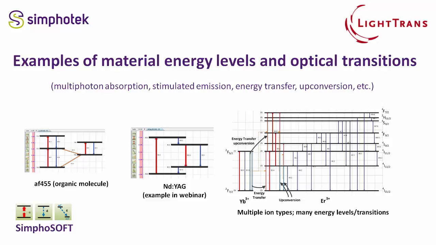On the right is an example of a much more complicated energy level diagram that you can set up in SimphoSOFT. Instead of just having 1 ion in a material, you could have multiple ions. The example here has 2 ions, ytterbium with 2 energy levels and erbium with 8 energy levels. Also shown are approximately 30 optical transitions, including absorption, energy transfer, upconversion, and relaxation. So these are the types of complicated situations that you can set up in SimphoSOFT that's not available in VirtualLab.